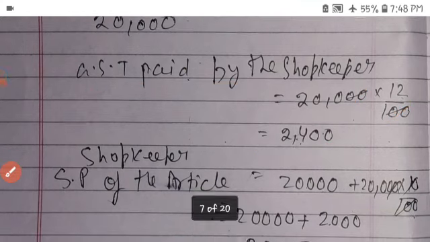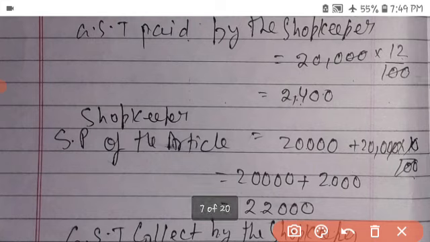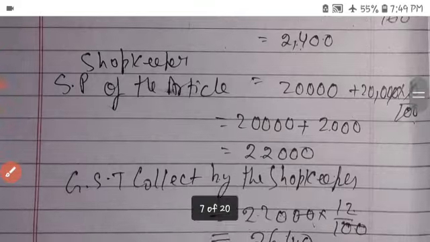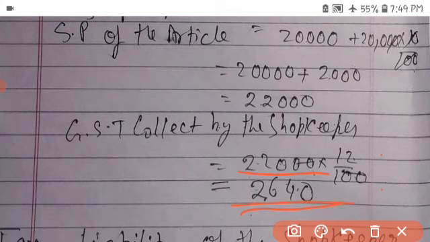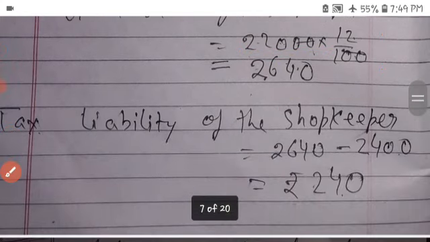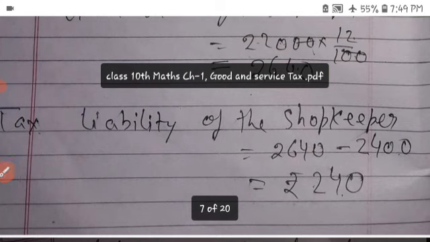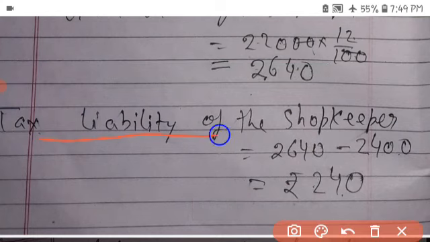Now selling price of the article by the shopkeeper is 20,000 plus 20,000 into 10 upon 100, that is 20,000 plus 2,000, so 22,000. So GST collected by the shopkeeper is 22,000 into 12 upon 100, which is 2,640. Tax liability of the shopkeeper is 2,640 minus 2,400, so the answer is rupees 240.